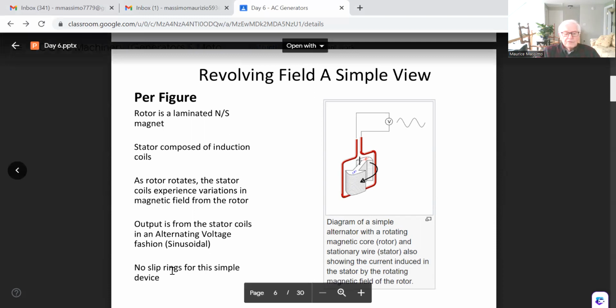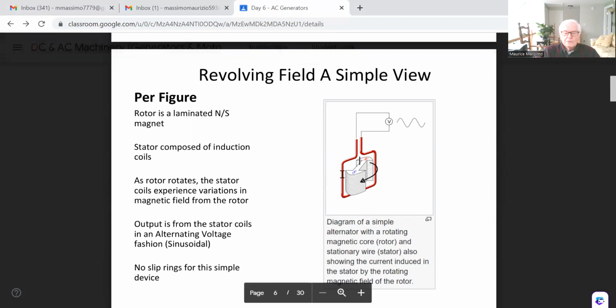So there are no slip rings for the simple device. Okay, because we want to maintain the north-south as a constant on that rotator. So here's a diagram showing a simple alternator with a rotating magnetic core. And we're only using a stationary wire for a stator, okay? And so the current is induced in the stator by that rotating magnetic field in the rotator, by the rotor. Okay.